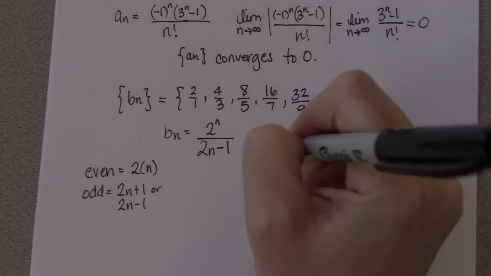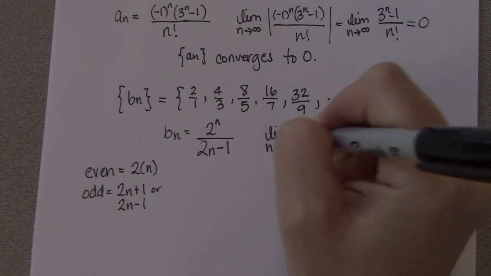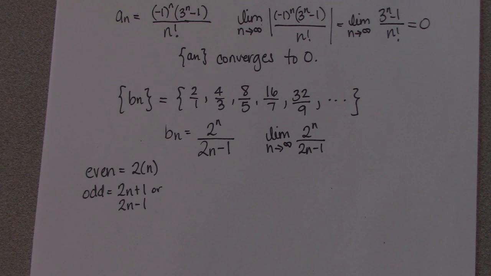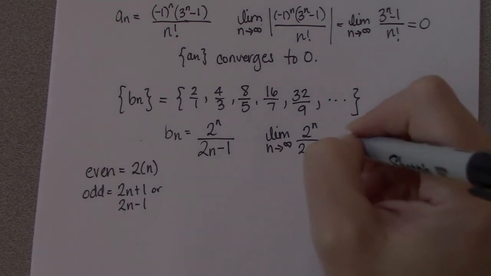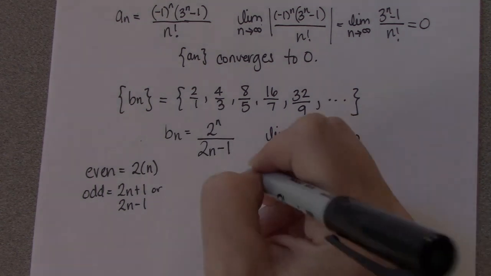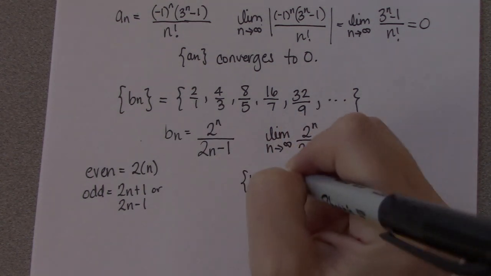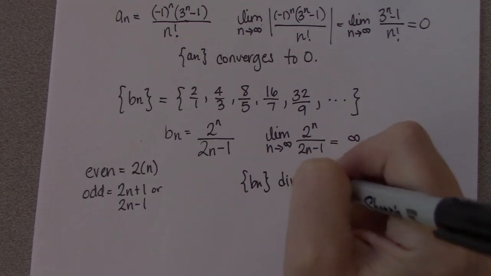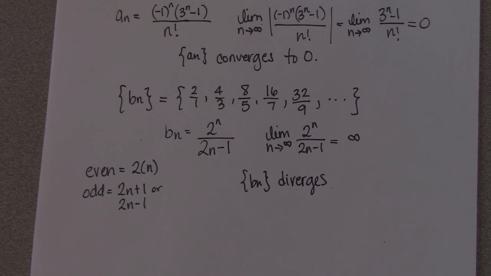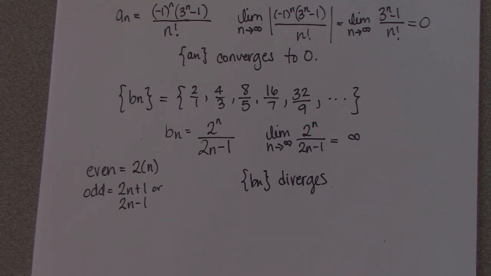If we look at the limit of this, we have an exponential on the top and a line on the bottom, so we can see this is going to blow up to infinity. So this sequence diverges. All right, so this is the end of section 9.1.